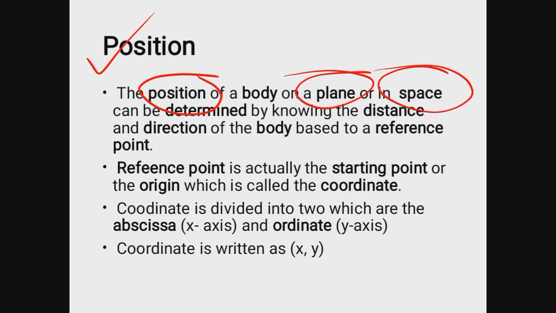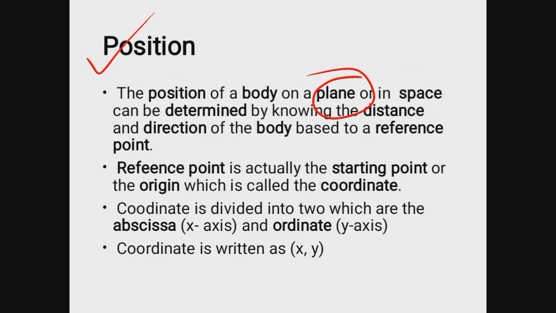That implies that if a body is on a plane, we are looking at a body that is resting or sitting on a surface or in a space. We are talking about a flying object. We can determine their position. How? All we need to know is just the distance and the direction of such bodies from the reference point. So the next question is, what is that reference point?